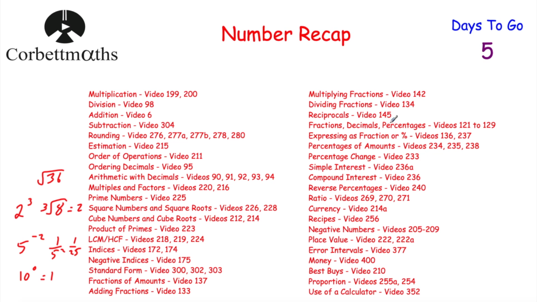To change a decimal into a percentage, just multiply by 100 and then put the percentage sign on the end. To change a decimal into a fraction, if it's got one decimal place, then it'd just be that number over 10. If it's got two decimal places, it would be that number over 100, and then just cancel down. To change a percentage to a decimal, just take off the percentage sign and divide by 100. And to change a percentage into a fraction, just put it over 100 and then cancel it down.